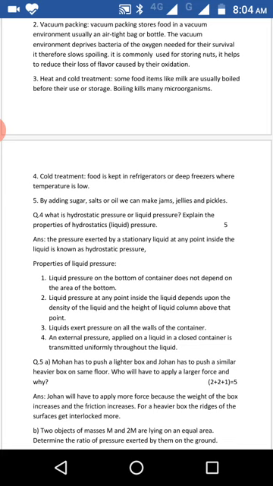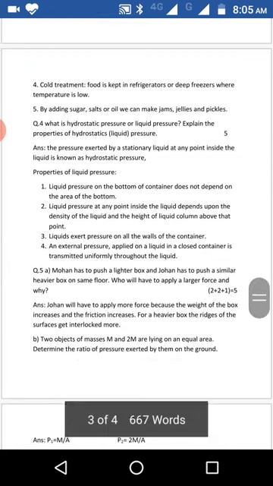Second, liquid pressure at any point inside the liquid depends on the density of the liquid and height of the liquid column above that point. Liquid pressure is exerted on all the walls of the container. An external pressure applied on a liquid in a closed container is transmitted uniformly throughout the liquid. So these are some properties of liquid pressure.